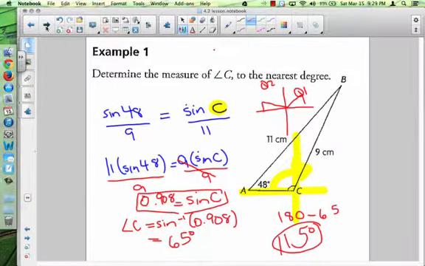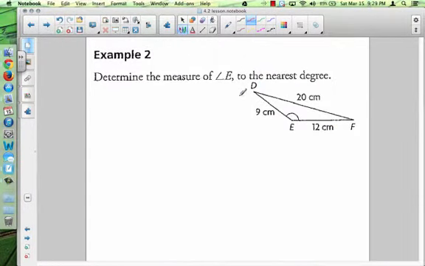Okay, example number 2. It says determine the measure of angle E to the nearest degree. Okay, here's angle E right here. Another obtuse angle, more than 90 degrees. All right, so let's take a look at what I have. I have 3 sides, and angle E is contained between these 2 sides, and I have the side across from it, so I'm going to use cosine law.